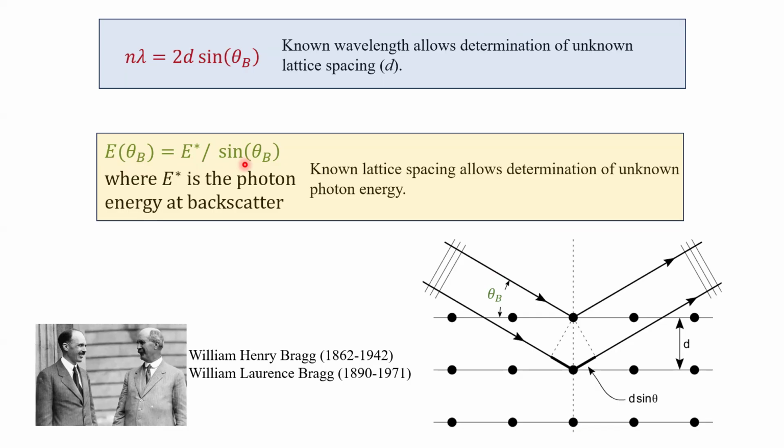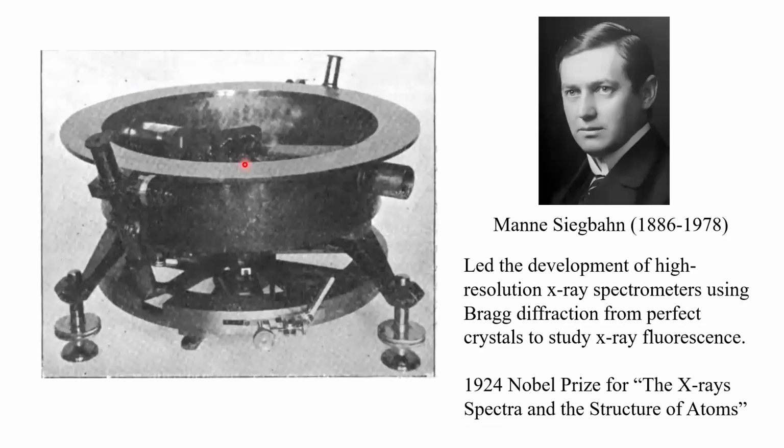Speaking of spectrometers, Manne Siegbahn is well known for many discoveries and also for the very detailed experimental work for the development of the first really high-resolution X-ray spectrometers, and also received the Nobel Prize for his work on fluorescence from atoms.